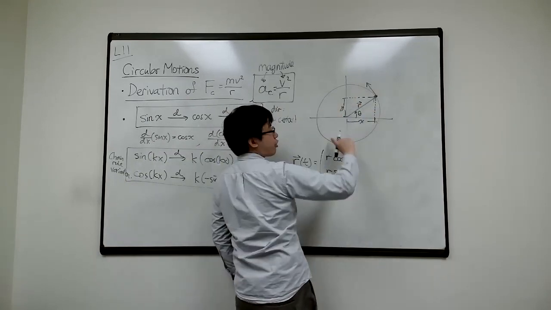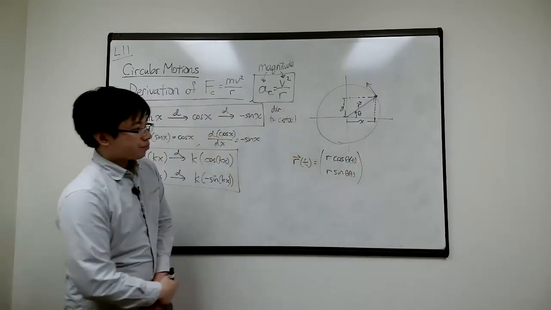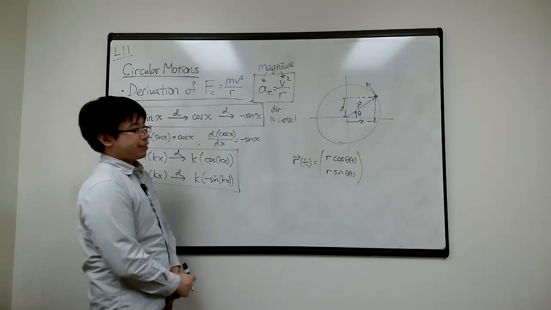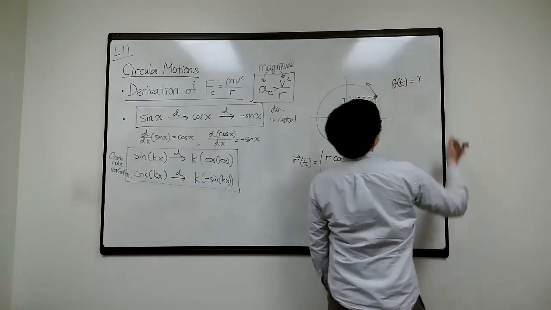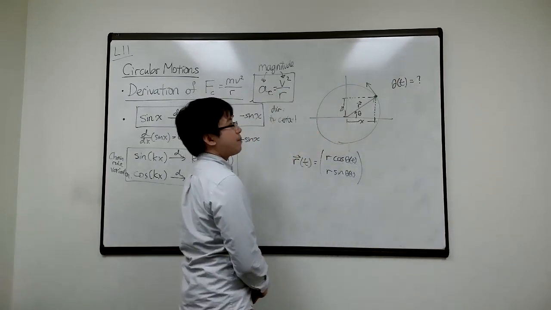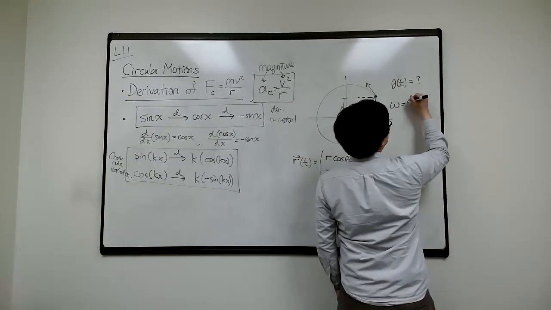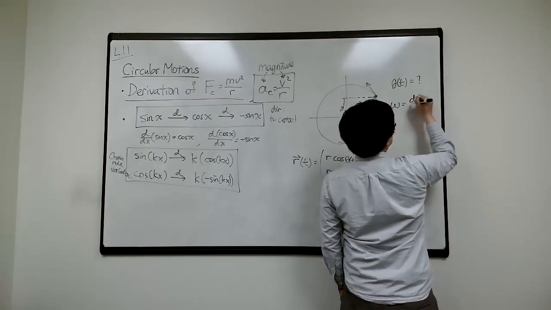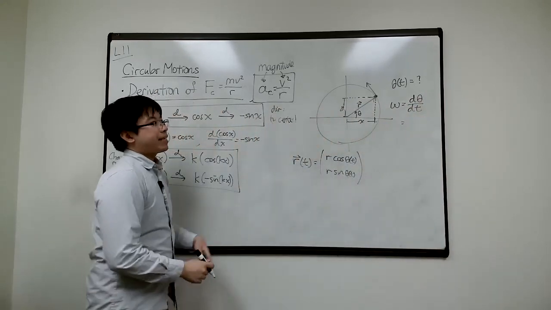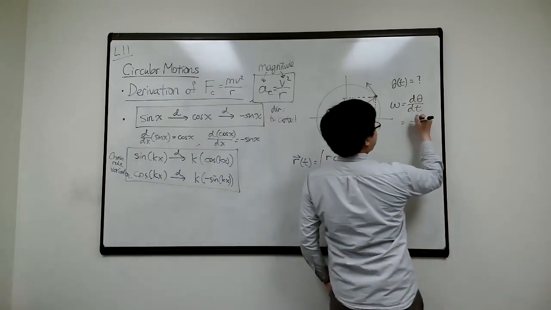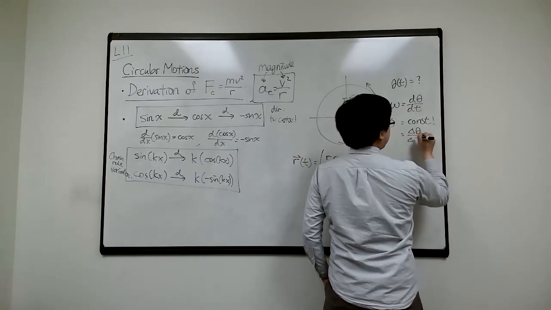Now, if this goes in a circle, theta actually changes as a function of time, right? But how does theta change as a function of time? Remember, we introduced the idea of angular velocity, which is d theta dt. It's the rate of change of theta with respect to time. But because we are interested in the case where this is constant, then it's the same as this.